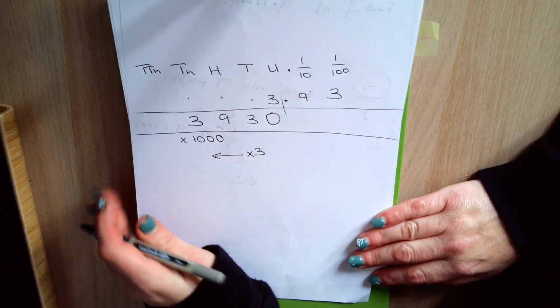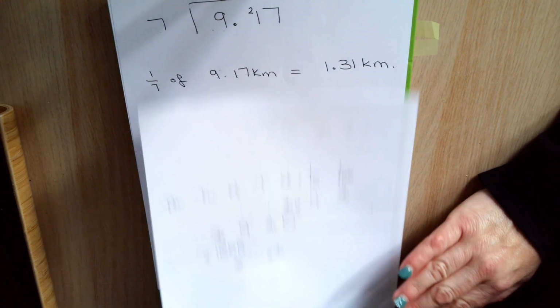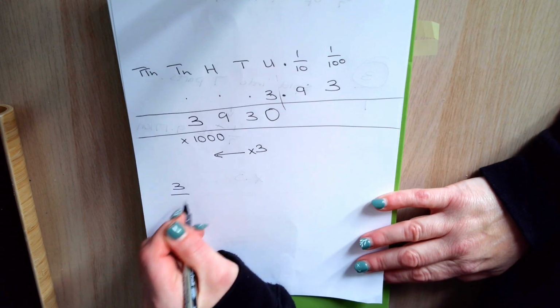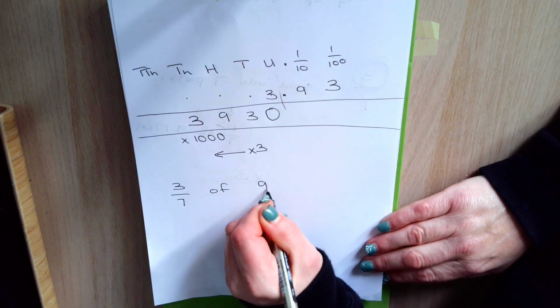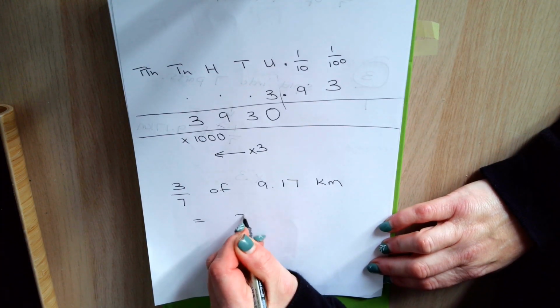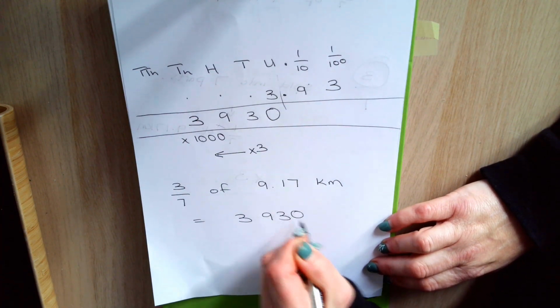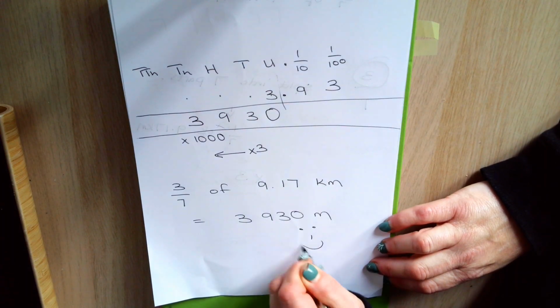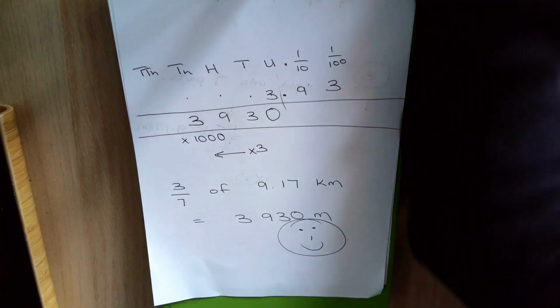So therefore we can say, to summarise, 3/7 of 9.17 kilometres is equal to 3,930 metres. There you go. I'm hoping that worked okay.